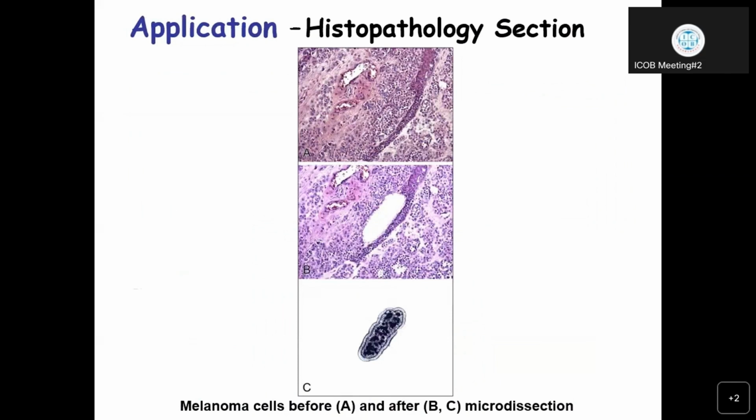This is another histopathology application. They wanted to isolate melanoma cells. Image A is before microdissection. Image B is after microdissection. This region had been cut out and put into the collection vessel. Image C is the membrane. It is the melanoma in the collection vessel that we can visualize with the LMD microscope.